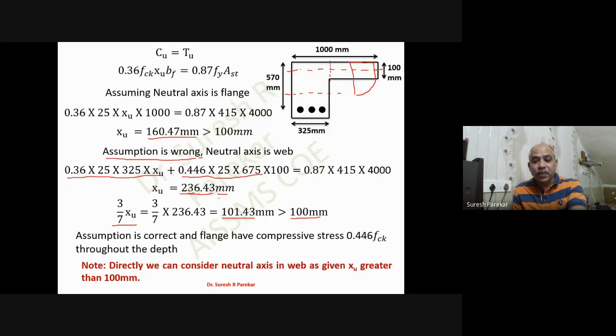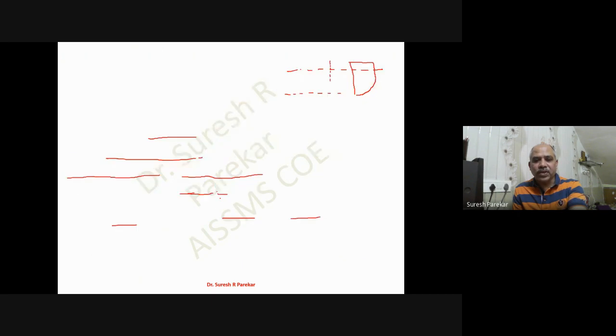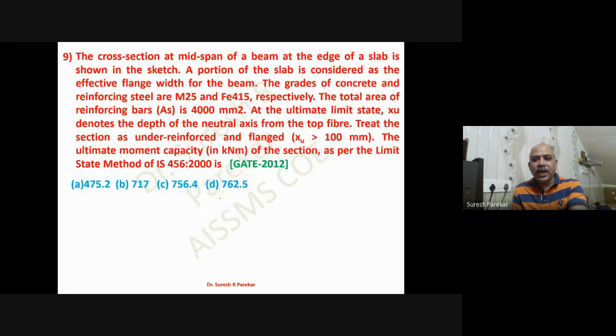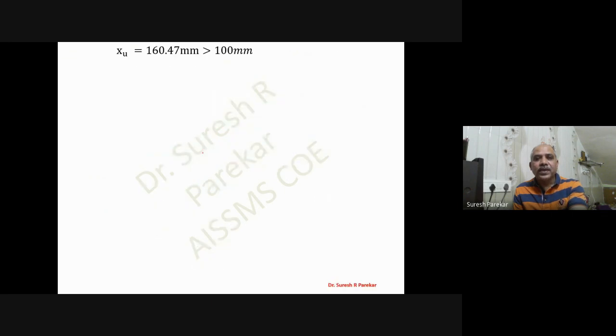Now next problem is in continuation of this. 236.43, just we have seen the answer of this in the last slide, that is 236.3. Now we have to find out the ultimate moment capacity for the same, and here we have to multiply by the lever arm. So now you can see this. We have assumed the neutral axis in the flange, so same we have done, and answer, keep in mind 717.